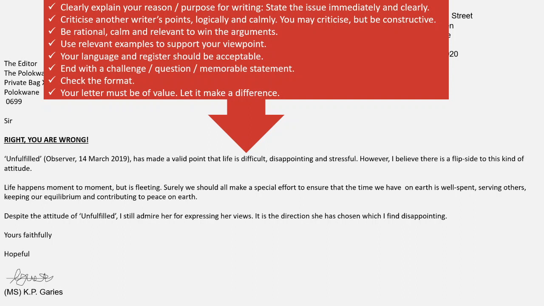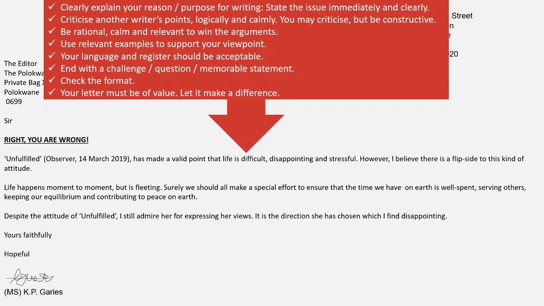Criticize another writer's points logically and calmly. You may criticize, but be constructive. In other words, don't break the person down. Be rational, calm, and relevant to win the argument. Use relevant examples to support your viewpoint. Your language and register should be acceptable. End with a challenge, question, or memorable statement. Check the format. Your letter must be of value. Let it make a difference.